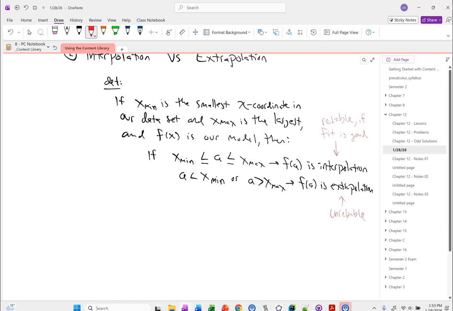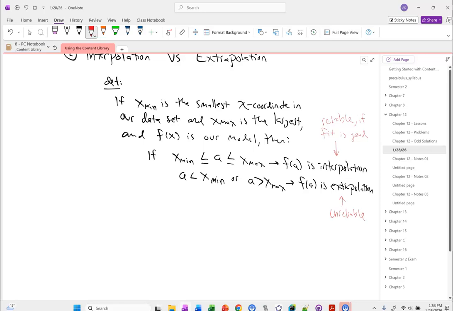So if you're doing extrapolation, it's typically unreliable, even if the model's an excellent fit. And typically when doing extrapolation, the further you get away from your x min or your x max, the more unreliable that prediction is going to be. This is why predicting the future is inherently difficult, right? Predicting the weather tomorrow, okay, you do a decent job of that. Predicting the weather a month from now, no shot. You might as well roll dice.